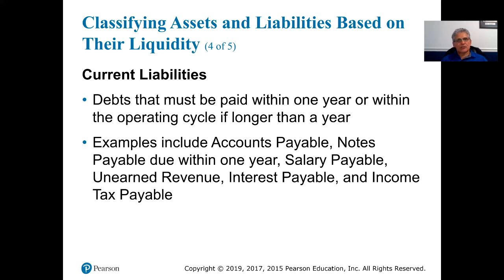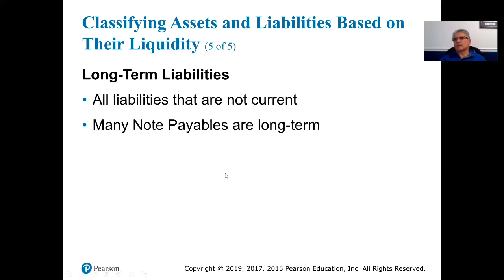But like I mentioned to you before, for practical purposes, remember that it just has to be paid within 1 year. For textbook purposes and exam purposes, you have to add that operating cycle. The examples of current liabilities, these are obligations: accounts payable, short-term, it isn't listed here, but short-term notes payable or due within 1 year. Salaries payable, unearned revenues, interest payable, income tax payable. These are all considered to be current liabilities because you're going to have to pay these within 1 year.